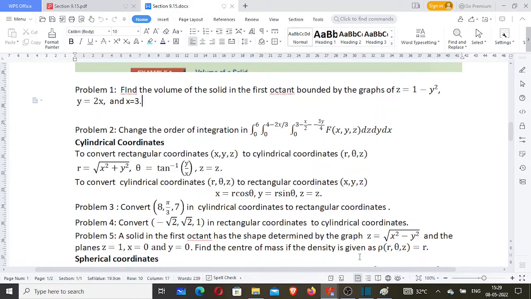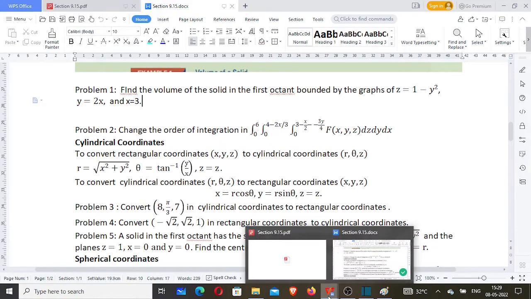So we have a problem. Convert (8, pi by 3, 7) in cylindrical coordinates to rectangular coordinates. And the next problem is convert (minus root 2, root 2, 1) in rectangular coordinates to cylindrical coordinates. So we can do the first problem first.